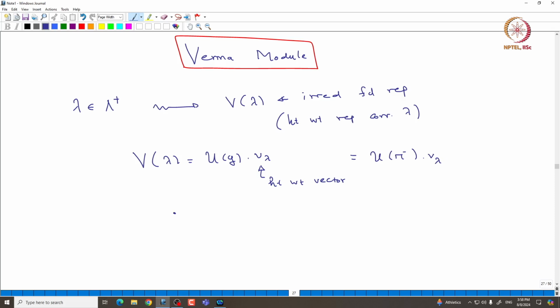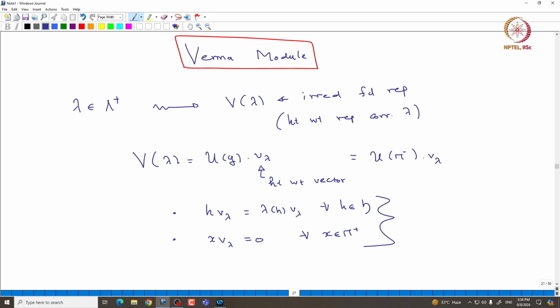So, what is the observation? The main observation is that this is a highest weight vector, so we need to have the following relations. H v lambda must be equal to lambda of H times v lambda, and that is true for all H in the Cartan subalgebra. That is the first observation. The second observation: when you apply x on v lambda, that should be 0 for all x in n plus. These two are the most important relations that we have for V lambda.